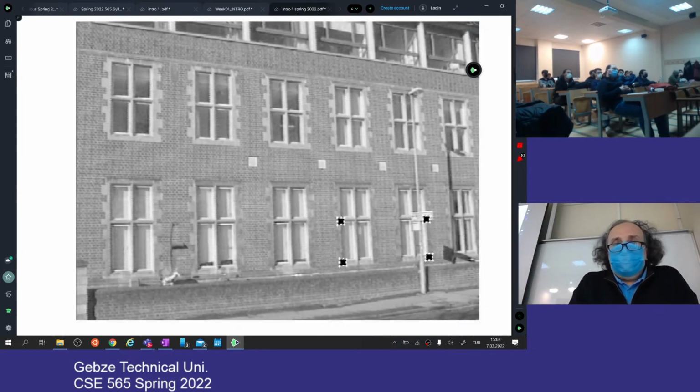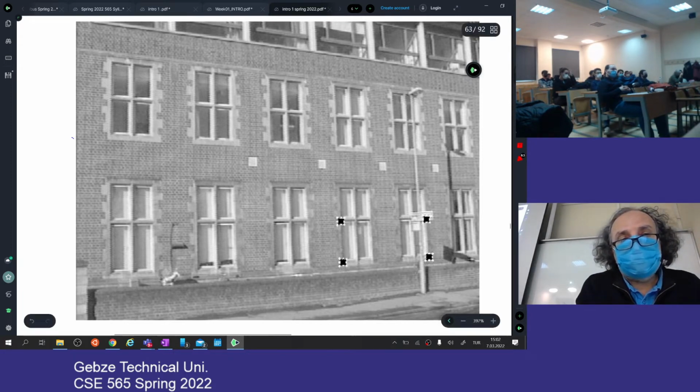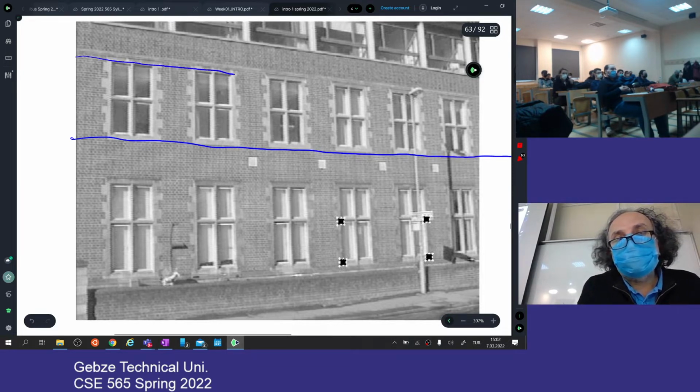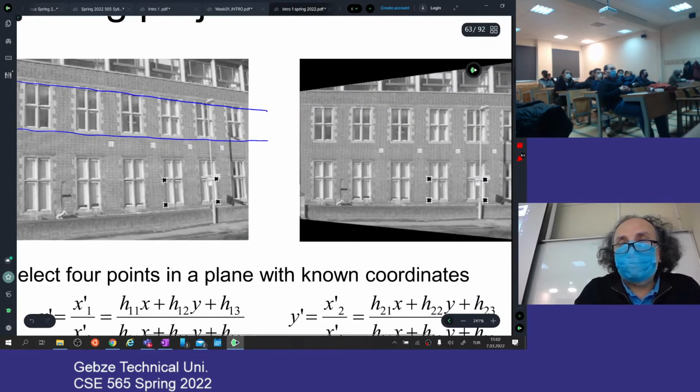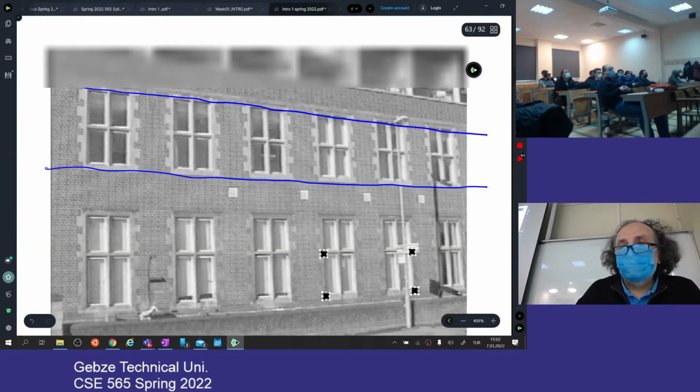This is a picture of a wall. Since I have taken this picture from the real world, let's look at these two lines, line number 1 and line number 2. As you see, if I go even further like that, they are going to intersect somewhere, right? Okay. Why is this happening?